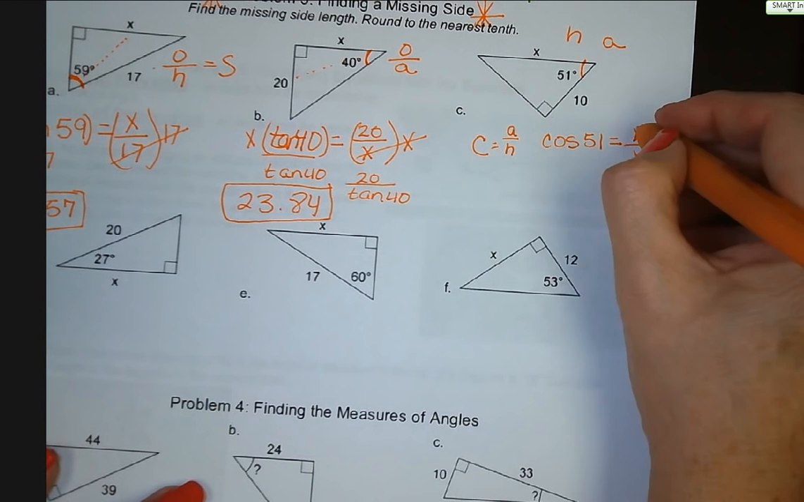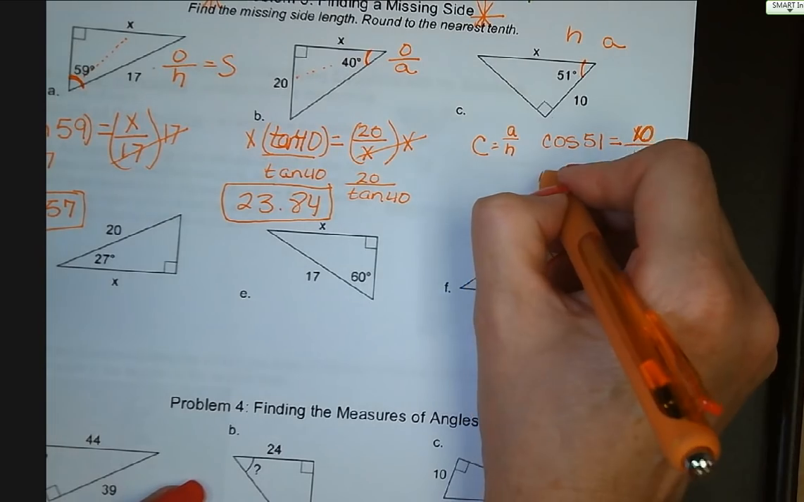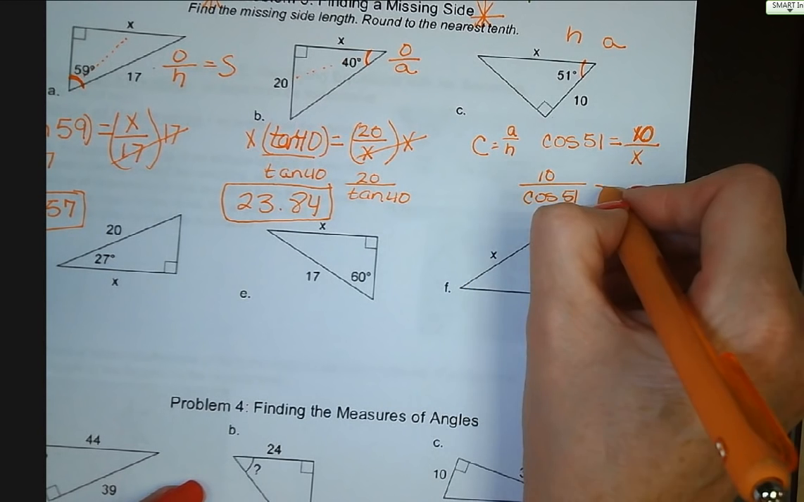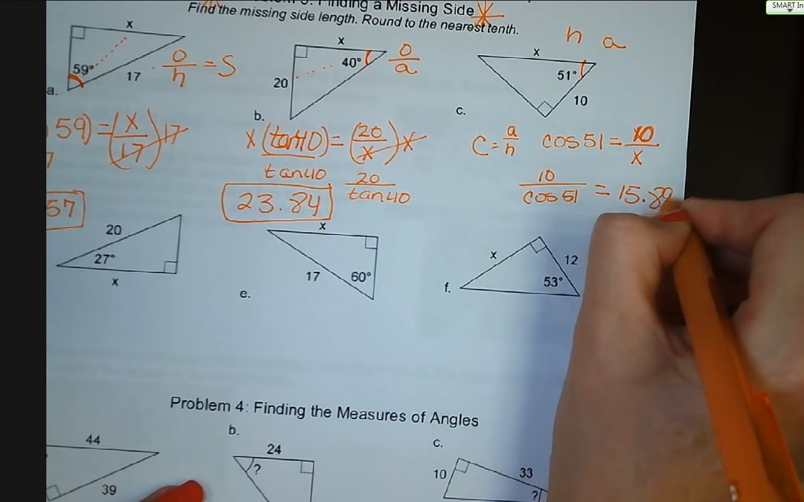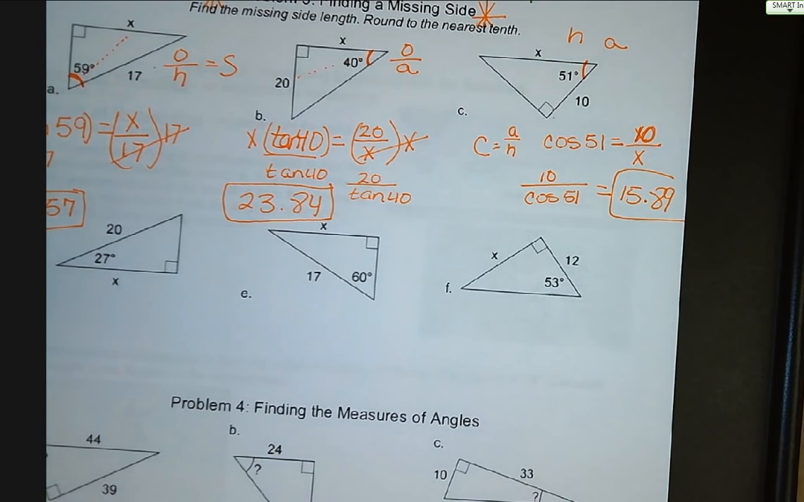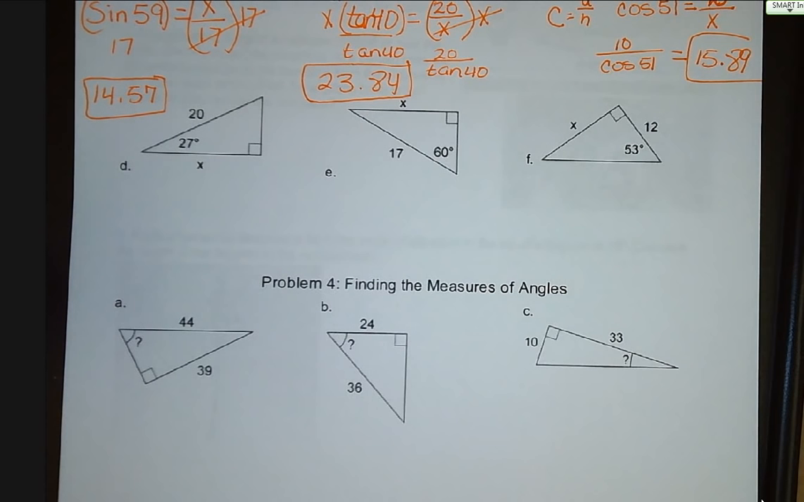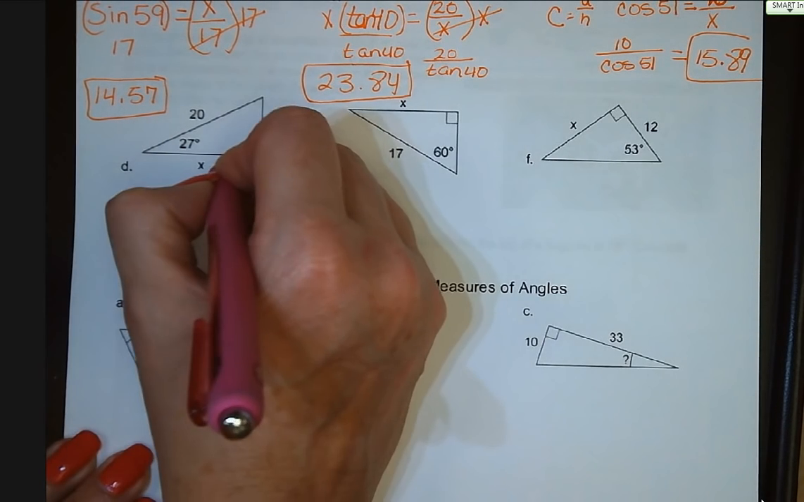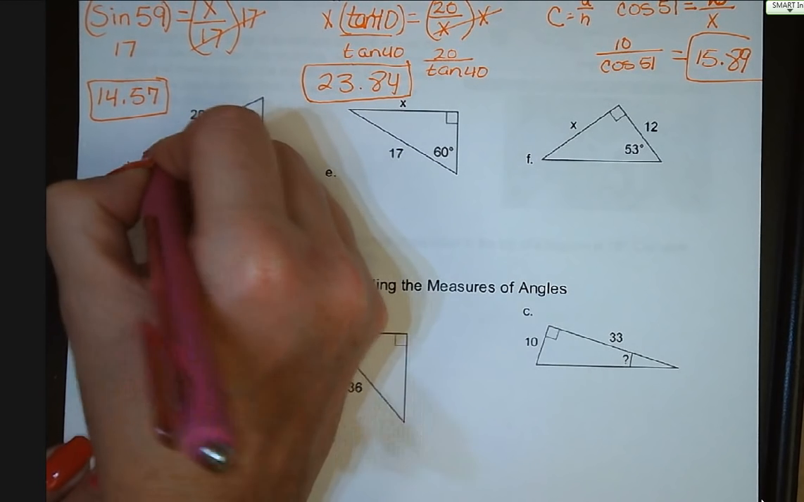So notice all we need to do for these kinds of problems is switch the x and the 51, because we're multiplying by x and dividing by cosine 51. So it's 10 divided by cos 51, which is going to be equal to 15.89. Okay, I want you guys to try letters D, E, and F on your own, and then we're going to go over them. So we've got the 27 degrees, and we know the attached and the hypotenuse, so that's going to be cosine.